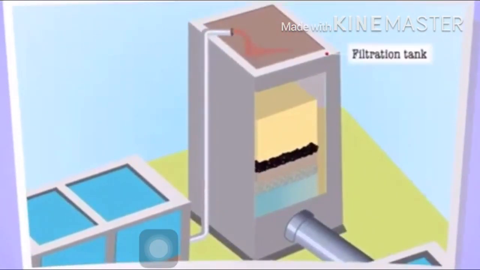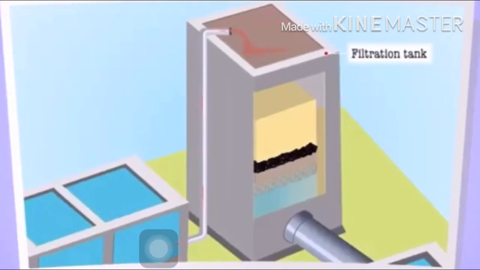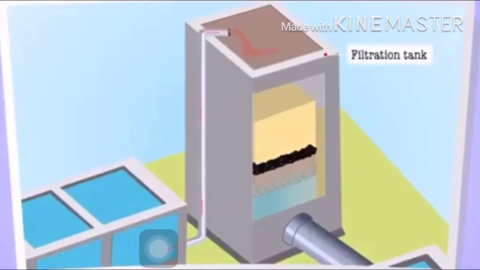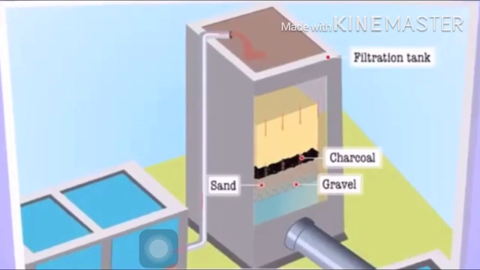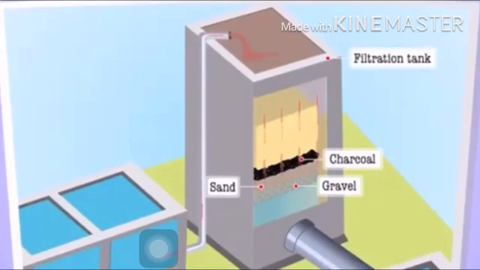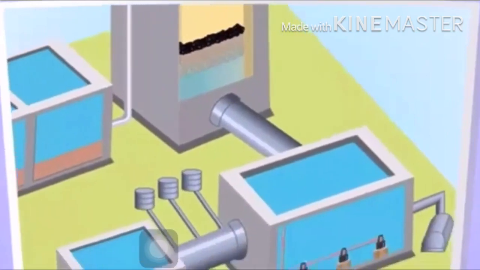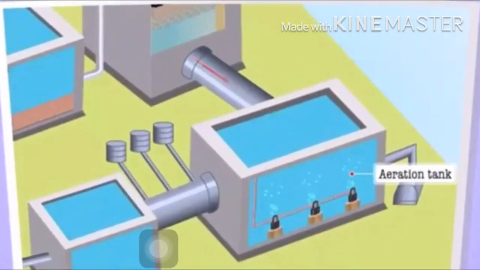Now let's see, this is a filtration tank and it has 3 layers. First one is the charcoal layer, second one is the sand layer and the third one is the gravel layer. And you know that the charcoal's function is to remove the gases dissolved in the water, and the sand retains unsettled impurities. Then the clear water passes through the gravel.